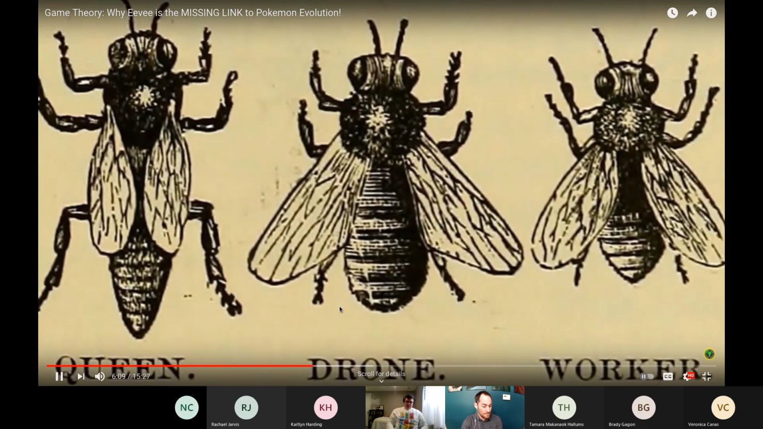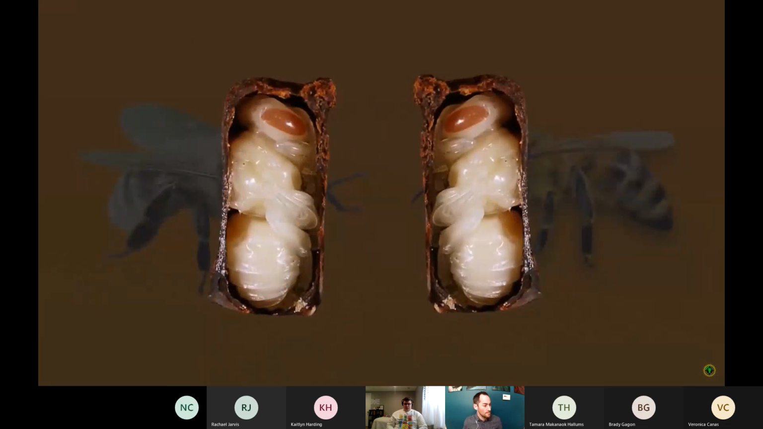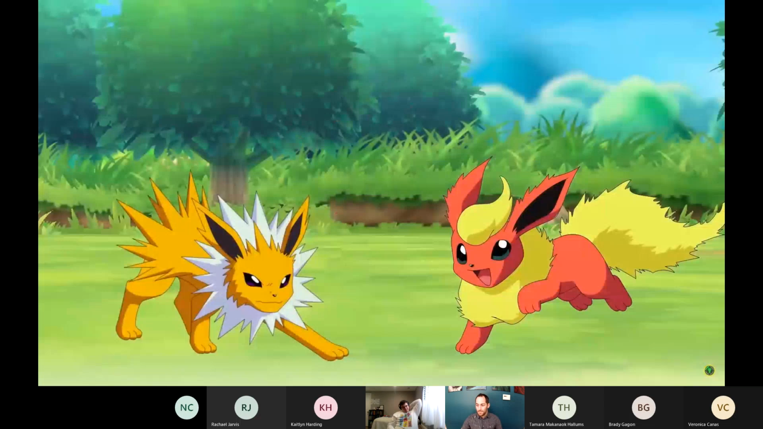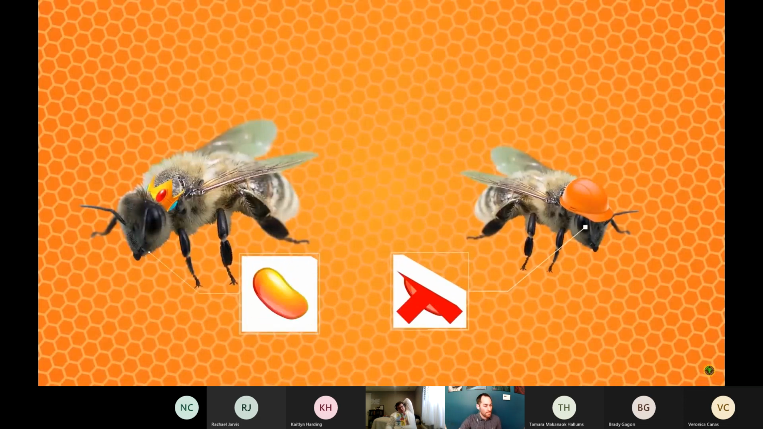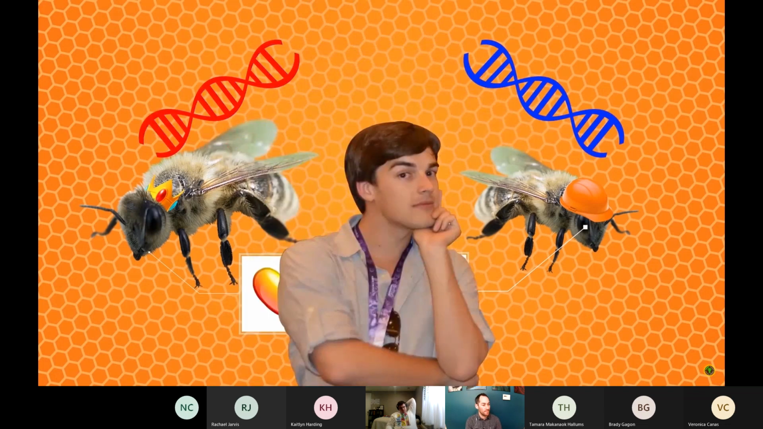Queen bees and worker bees look way different, but in their larval stages, they're practically identical. The queen and worker bees didn't start off as genetically different, but differences in their environment, the royal jelly, or lack thereof, led to wildly different gene expressions. And bees aren't the only place in nature where this happens.